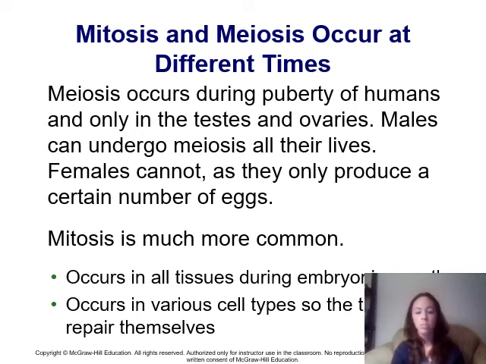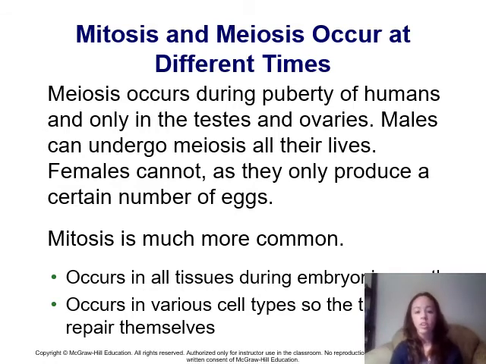Meiosis occurs during puberty of humans and only in the testes and the ovaries. Males can undergo meiosis all their lives, meaning that they can produce sperm all their lives. However, females cannot, as they are only able to produce eggs from the time that they reach puberty until the time that they reach menopause.